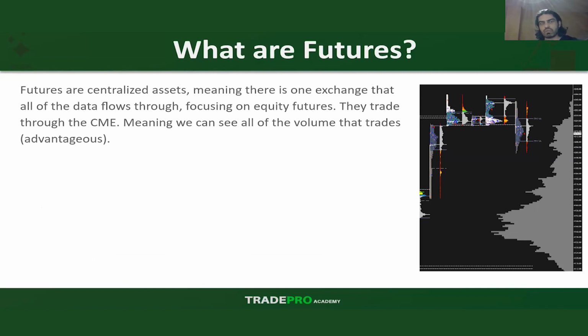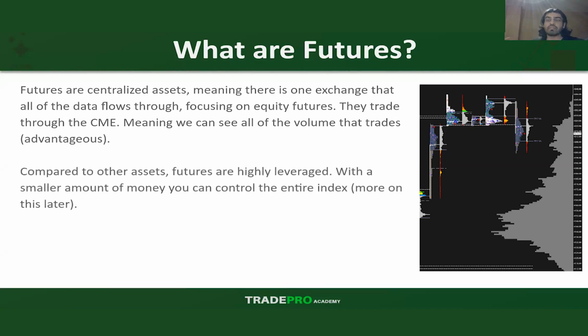So they trade through the CME, right? Meaning that we can see all the volume that trades, very advantageous to us. There's no real hidden behind the scenes different exchange volume that has to be gathered, maybe like Forex or even stocks that have multiple different areas that orders do process through. So compared to other assets, futures are highly leveraged. With a smaller amount of money, you can control the entire index.